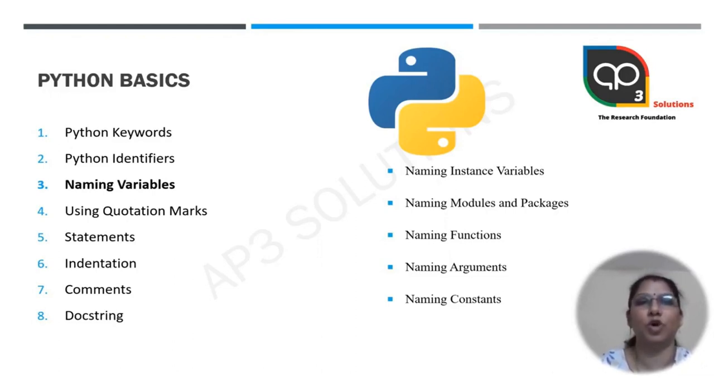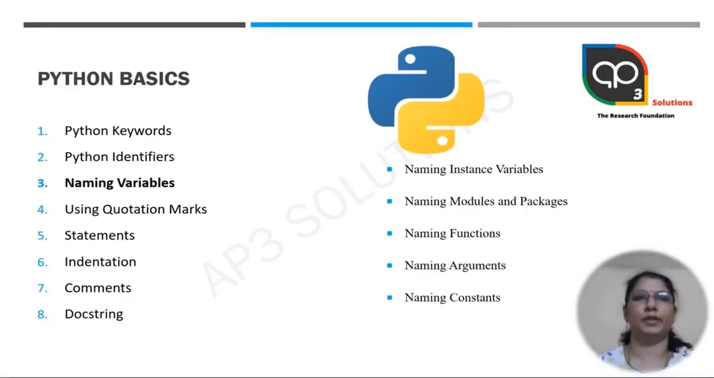The next is naming modules and packages. Module names should all be in lowercase. Module names should preferably be one-word names. Multiple words may be used if necessary for better readability, though it is discouraged. A single underscore should be used to separate them. Next is naming functions. A function name should be composed entirely of lowercase letters. To improve readability, underscores should be used to separate multiple words in a function name.